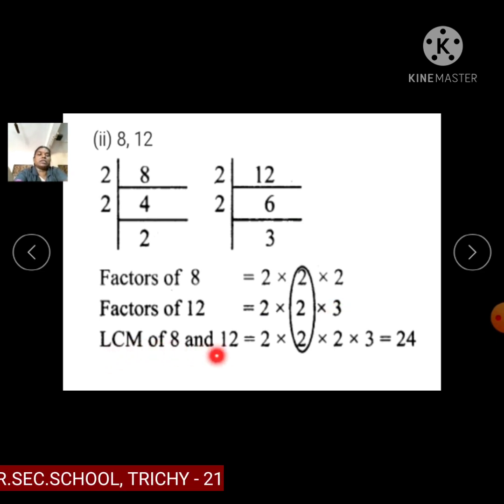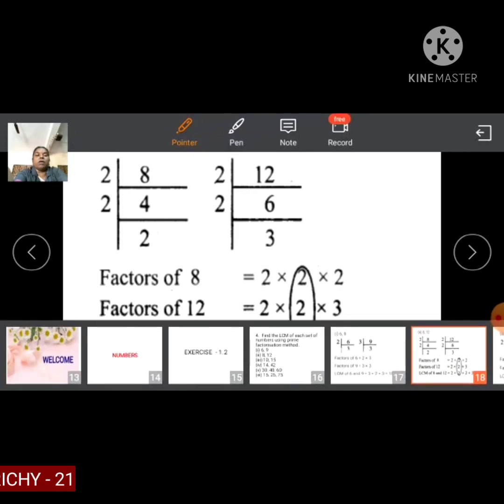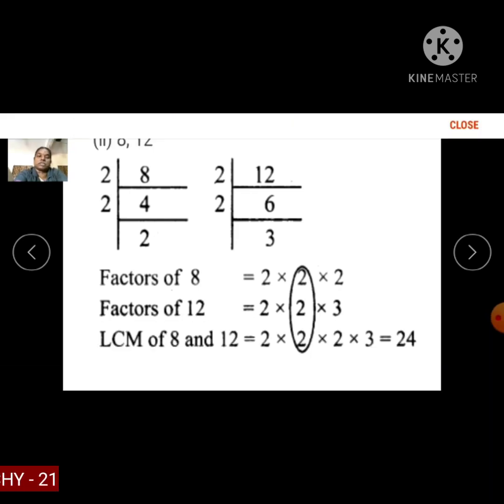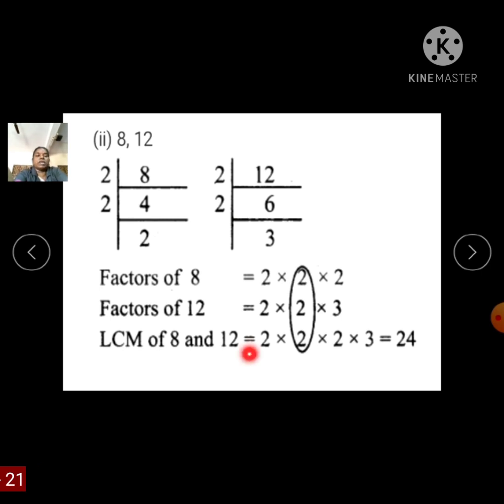LCM of 8 and 12 equal to 2 into 2 into 2 into 3 equal to 24. Here 2 into 2 are common factors and 2 and 3 are not common factors. So LCM of 8 and 12 equal to 2 into 2 into 2 into 3 equal to 24.